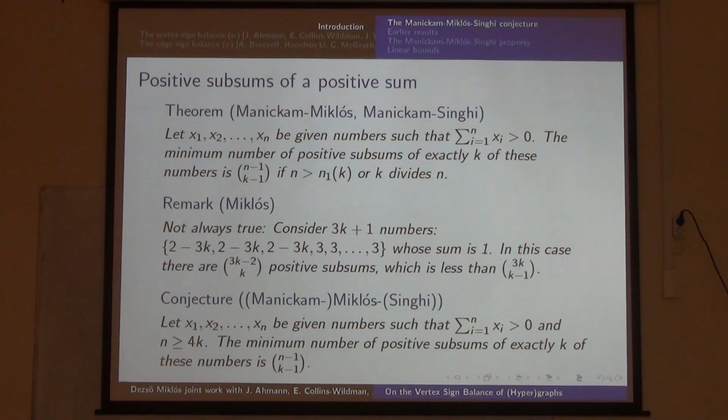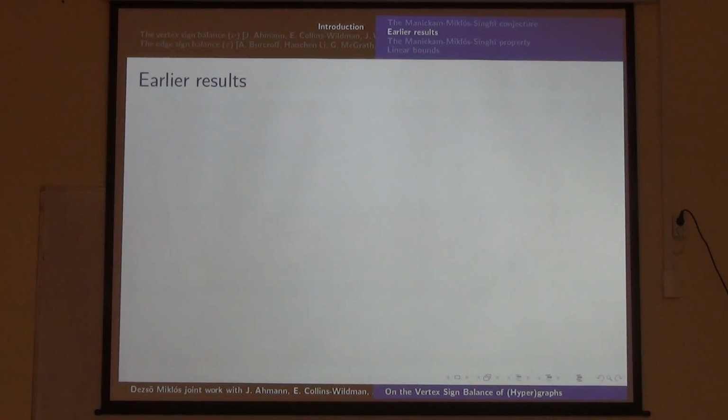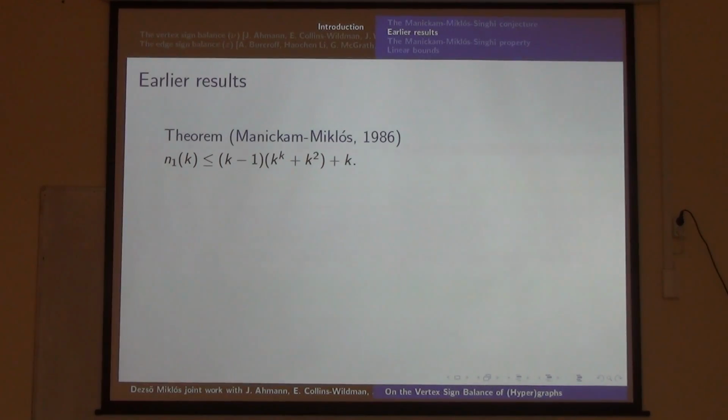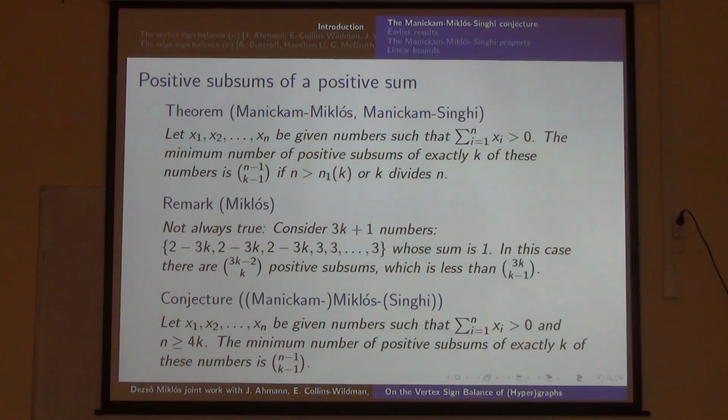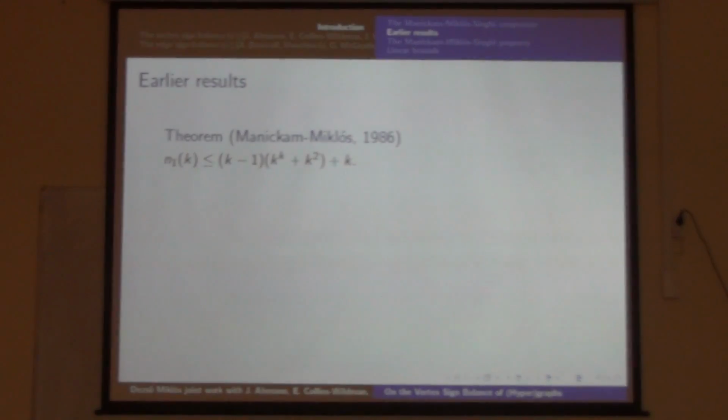And then this was the conjecture made in 1986. We made the conjecture at the same time when we had the first upper bound, so the first lower bound on the size of n from which the statement is true, and the first bound was, as you see, very bad.